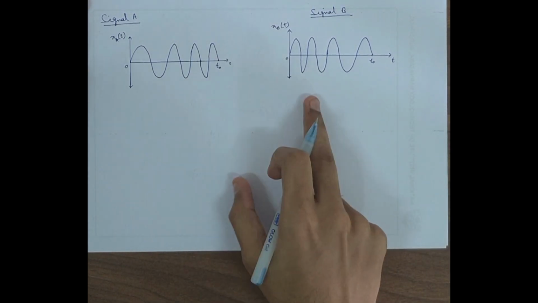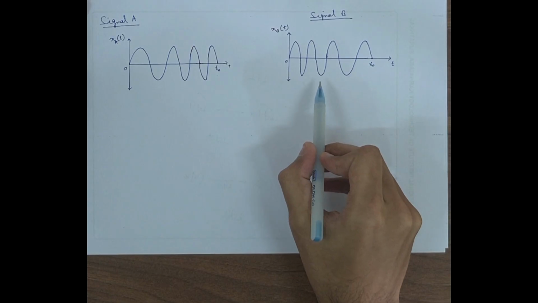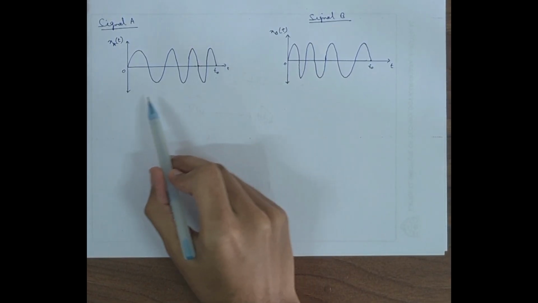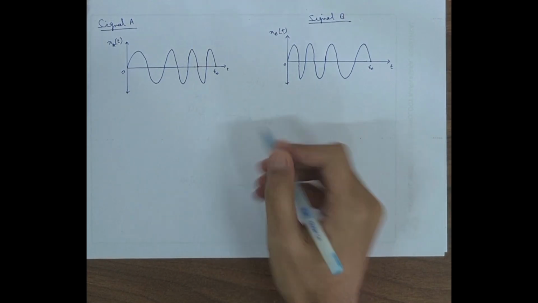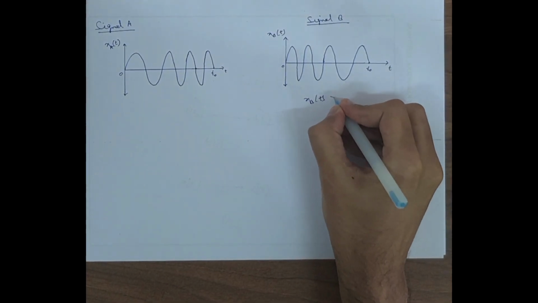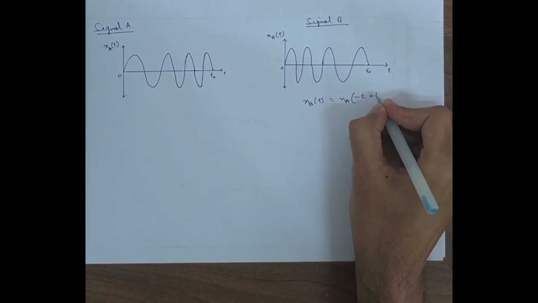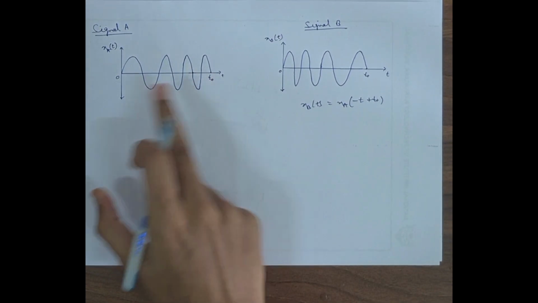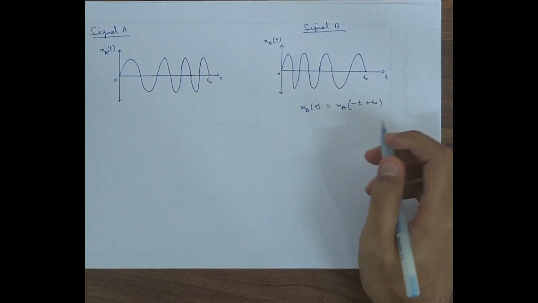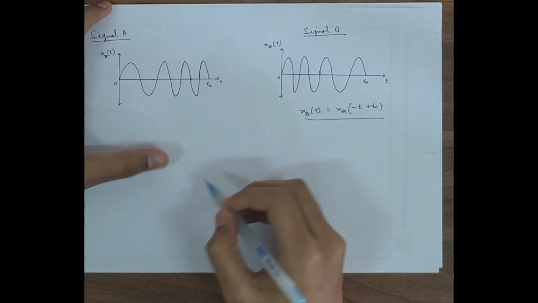If you observe clearly, signal B is nothing but a time reversed form of signal A and then shifted by t naught seconds. So you can write xb of t as xa of minus t plus t naught. So you're just reversing this signal and then you are shifting it ahead by t naught and you'll be getting xb. Okay, so this thing we need to keep in mind.